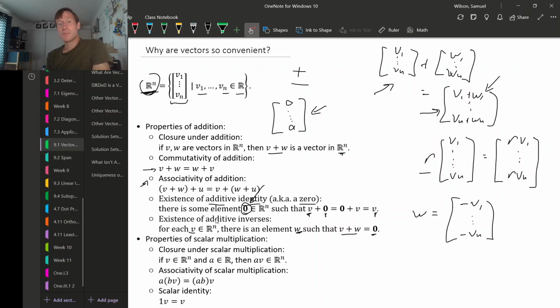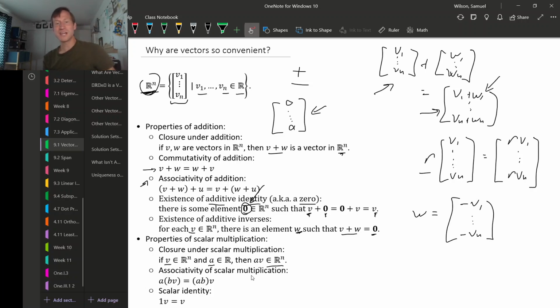All right, so these are all properties of vector addition. What about scalar multiplication? Well, of course, we need scalar multiplication to be closed as well. So if you take a vector in Rn and multiply it by a scalar, you get another vector in Rn.